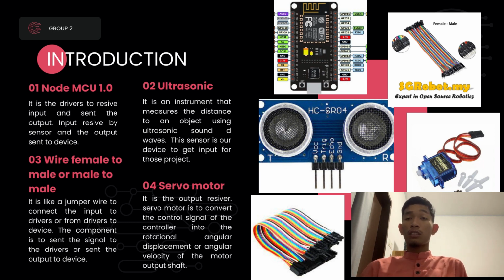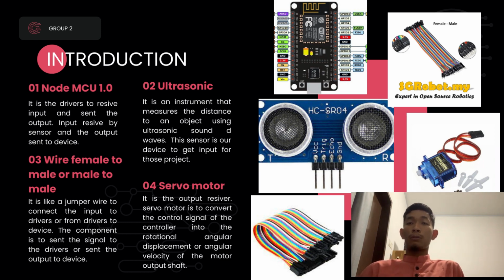Secondly, we use an ultrasonic sensor. It is an instrument that measures the distance to an object using ultrasonic sound waves. This sensor is our device to get the input for this project. Thirdly, we use wire, female to male or male to male. It is like a jumper wire to connect the input to the drivers, or from the drivers to the device. The component is to send the signal, or send the output, to the device.